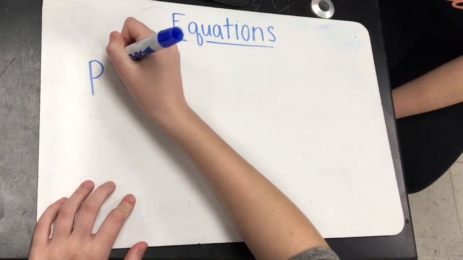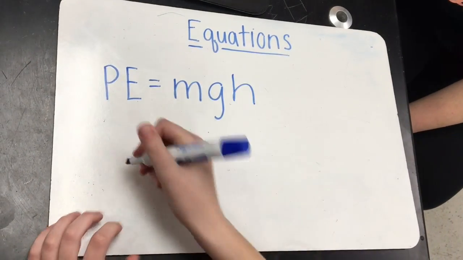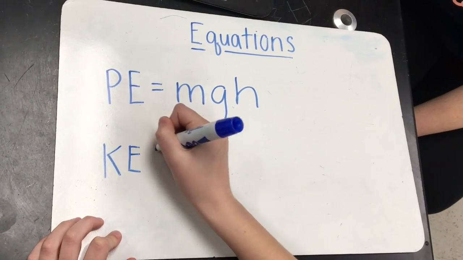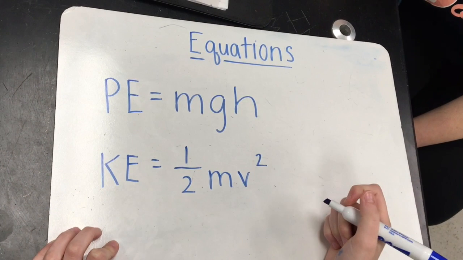Here are some equations you should know. The equation for potential energy is mass times gravity times height. And the equation for kinetic energy is 1/2 the mass times the velocity squared. The equation for potential energy shows that mass and height are inversely proportional because they are on the same side of the equation. The equation for kinetic energy shows that mass and velocity are inversely proportional because they are also on the same side of the equation.